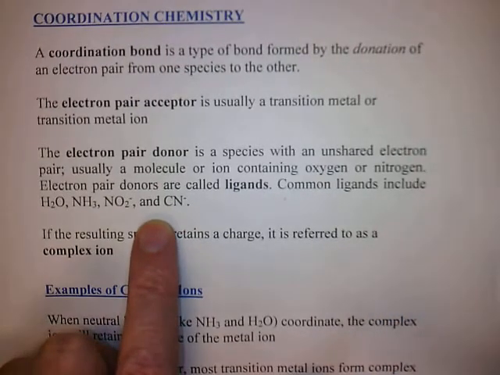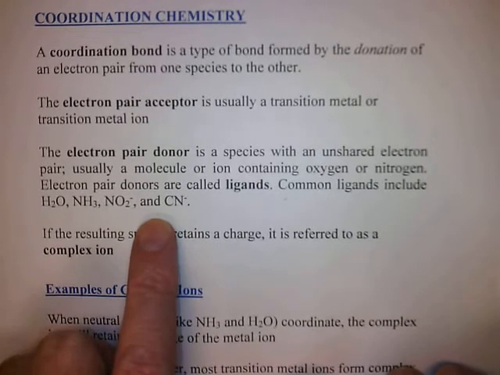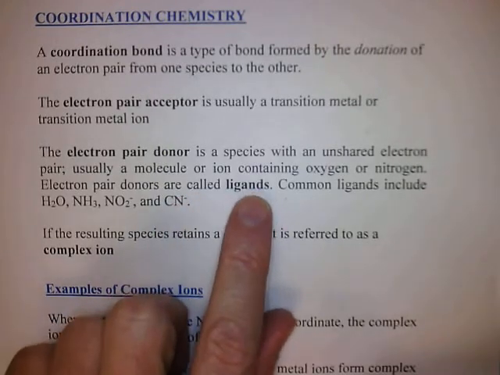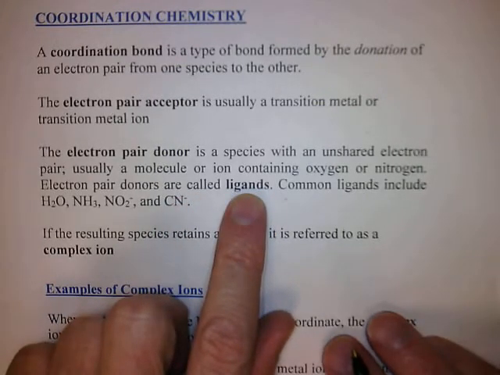Now usually this is something that has an oxygen, a nitrogen, sometimes other elements as well. Most of the time, the most common examples, the donor atoms are oxygen, nitrogen, sometimes halogens. So this is called a ligand. All right, so the electron pair donor is called a ligand.